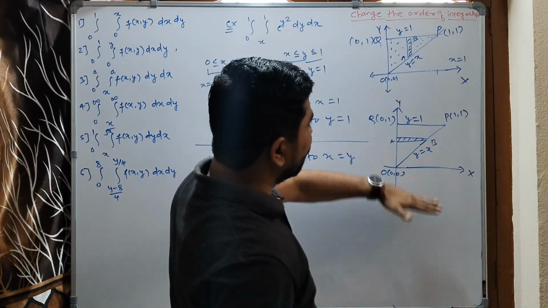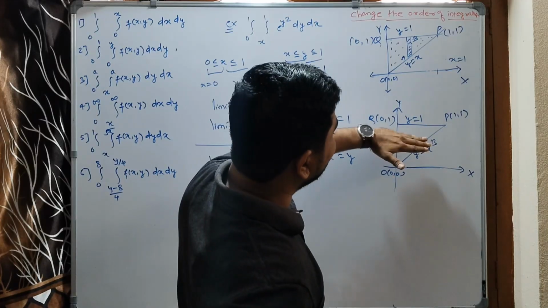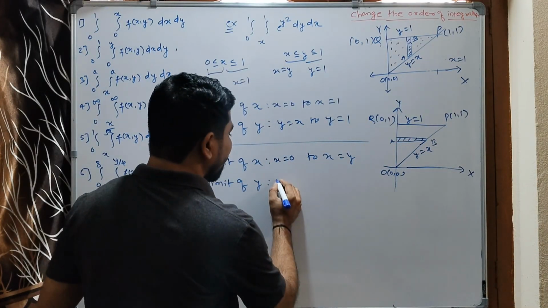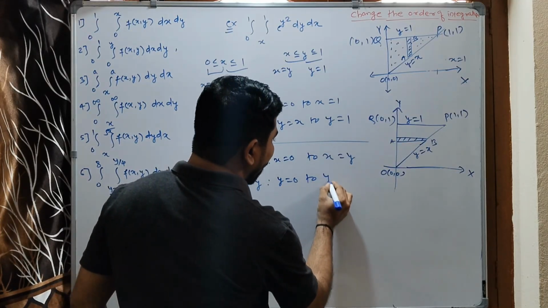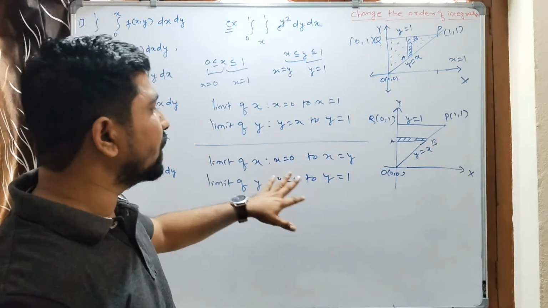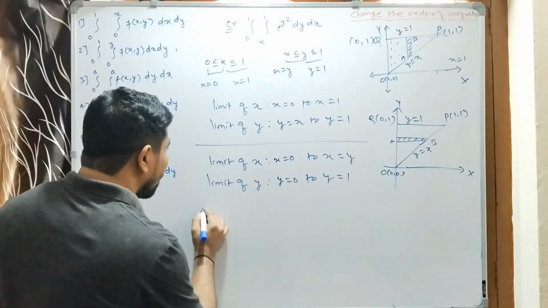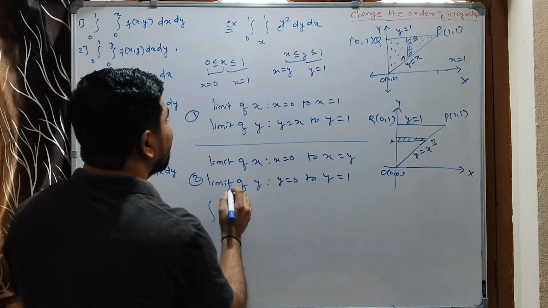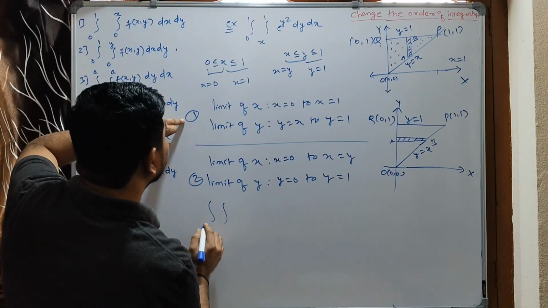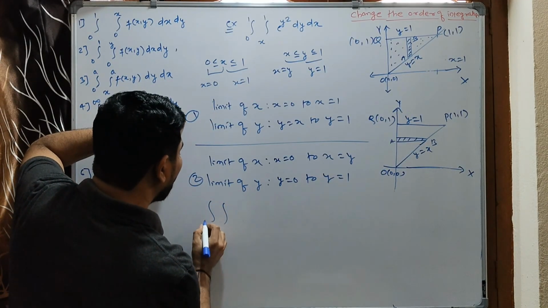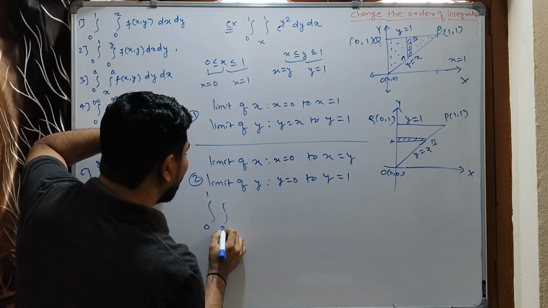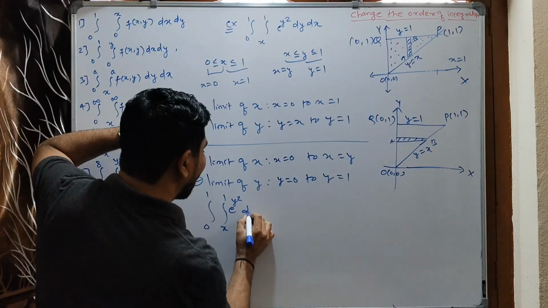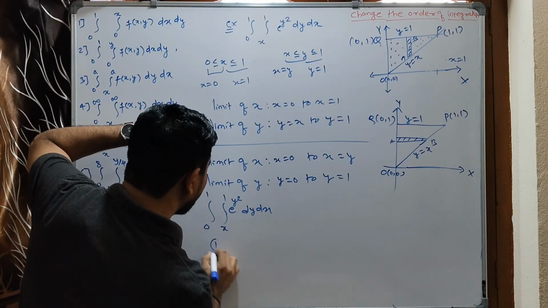And the limits of y: here my strip moves in the vertical direction to cover this whole region. So y equals 0 to y equals 1. Therefore, after changing the order with respect to this limit, this is first and this is second. Originally, x equals 0 to 1, y equals x to 1, e to the power y square, dy dx. That is with respect to the first.